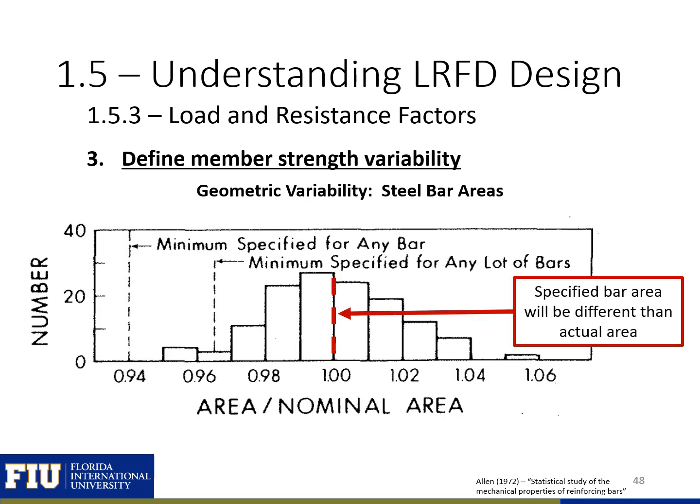We'll also have some geometric variability that will affect our member strength. The first is with our steel bar area. The specified area of our reinforcement is not necessarily the actual area of our reinforcement. We can have actual areas of our reinforcement that can be plus or minus 2 or even 4% of the specified area, and this will have an impact on the strength of our member.